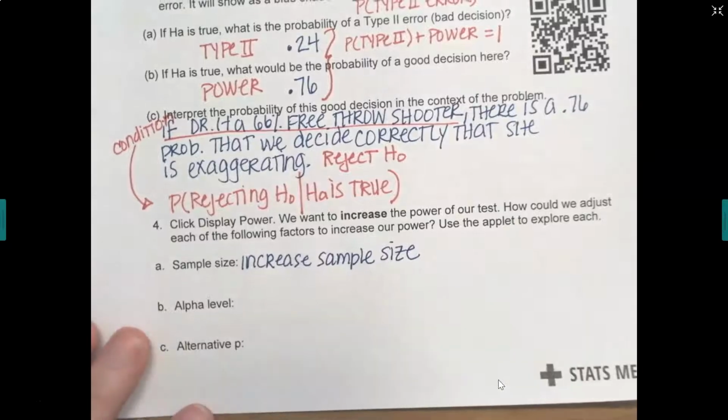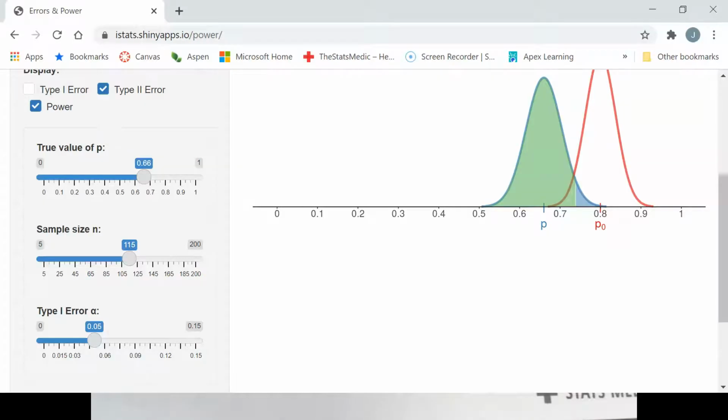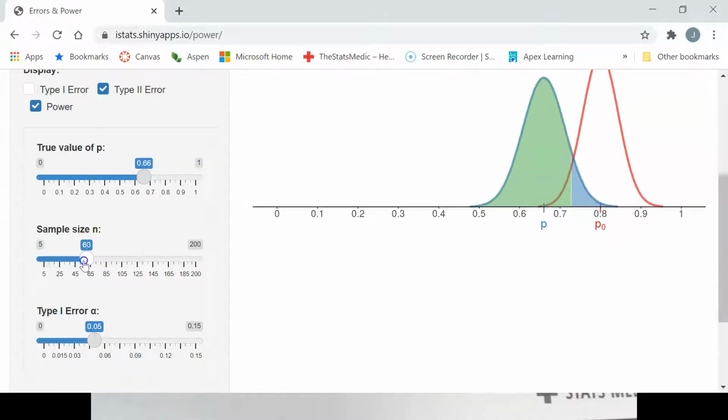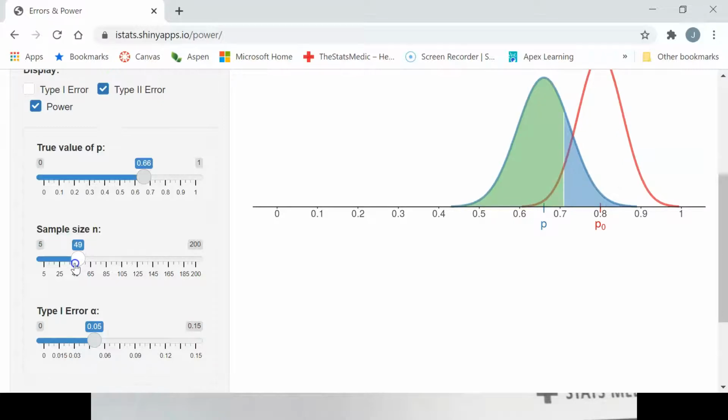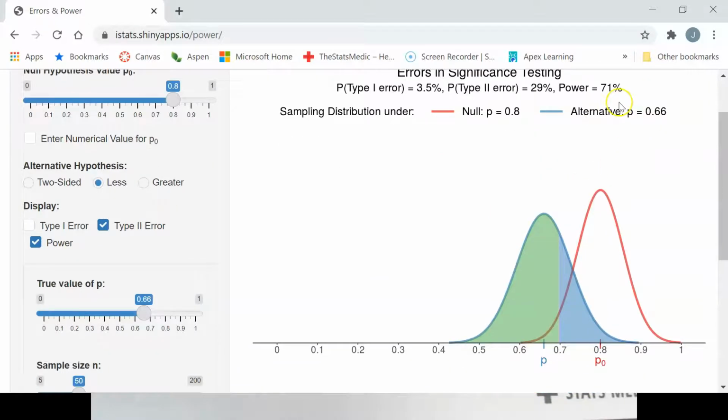Now what role does alpha have in this? So let's go back and look at that. I'm going to put this back to our regular sample size that we started with. So what happens if we want to increase power? What do we need to do with alpha? We're currently at alpha 0.05, so I'm going to take alpha down and come back here and look at my power. My power is now down to 71% from 76%.